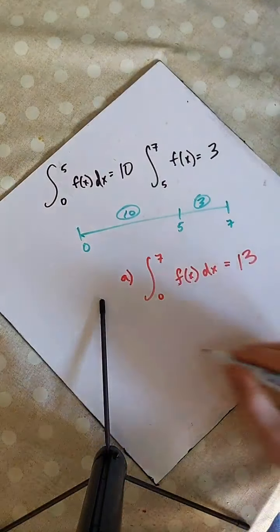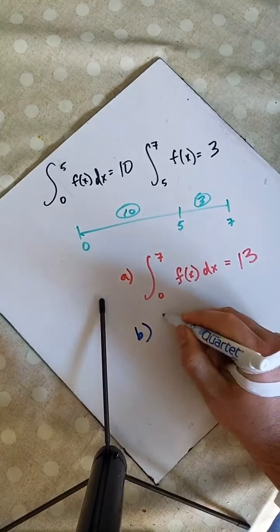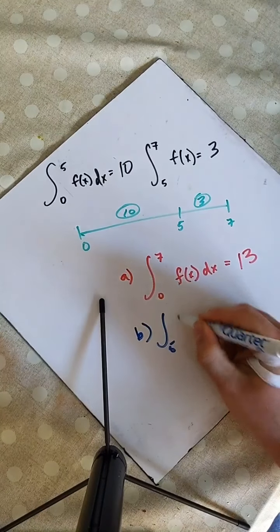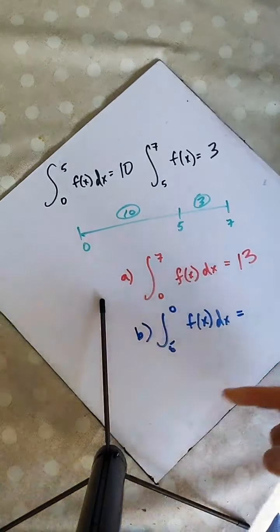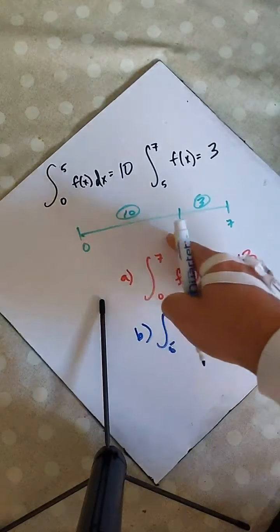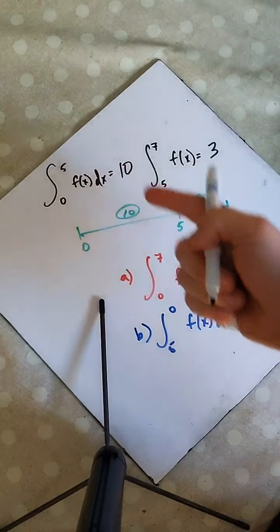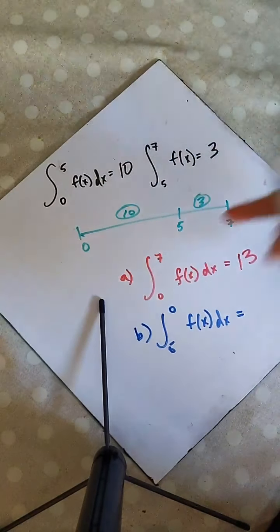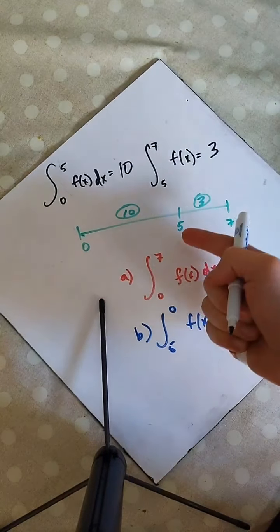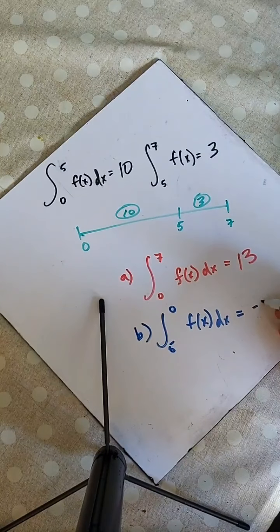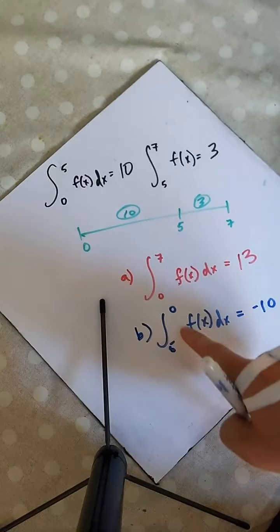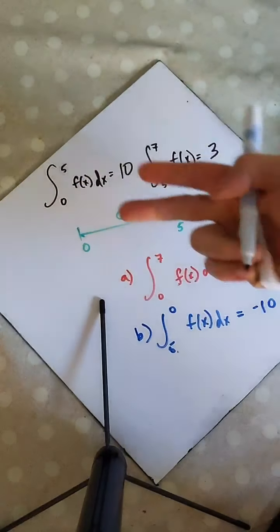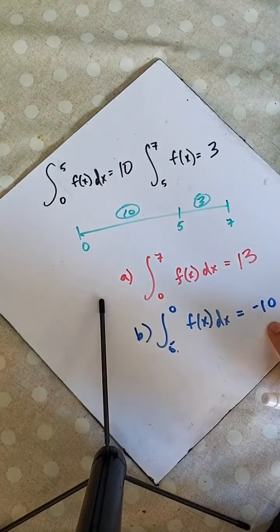Next question, B. What's the integral from 5 to 0 of f of x dx? Remember, if we go backwards, not from 0 to 5 but from 5 to 0, it's going to be the negative. If we added 10 going forward, now if we wanted to go backwards, we'd have to have the negative value of that. So that would be a negative 10. Anytime we have the same thing but the A and B are flipped, it's the negative response.